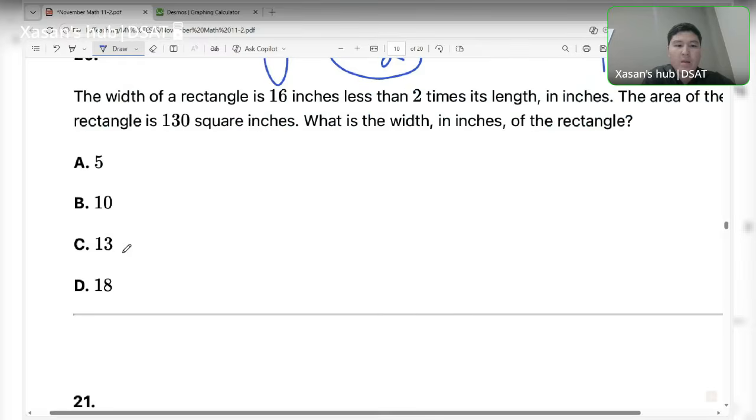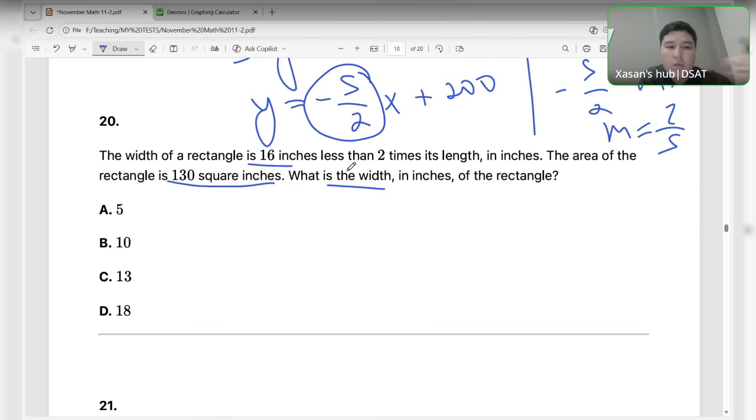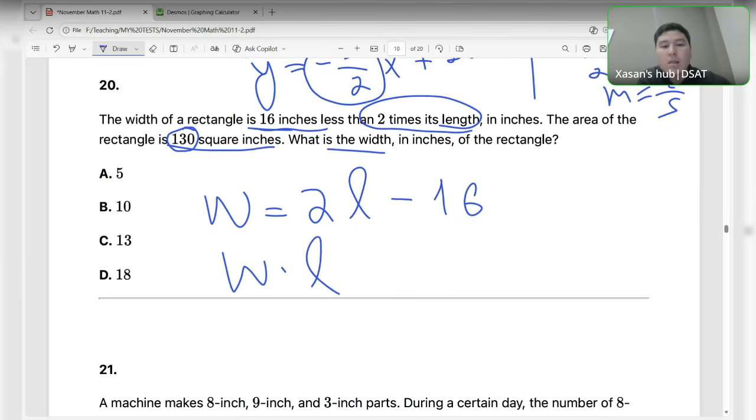And question 20. The width of the rectangle is 16 inches less than twice its length. The area of the rectangle is 130 square inches. What is the width in inches of the rectangle? Guys, write your equation. Width equals 16 less than twice its length, like 2L minus 16. And then the area of the rectangle is 130 square inches. What is the width? So area means width multiplied by length equals 130, and you have to find the width.